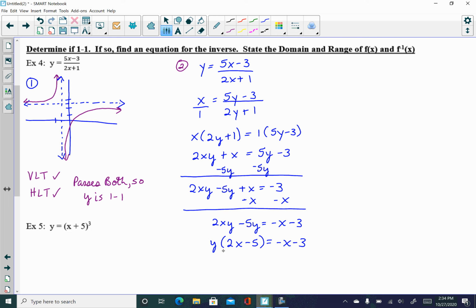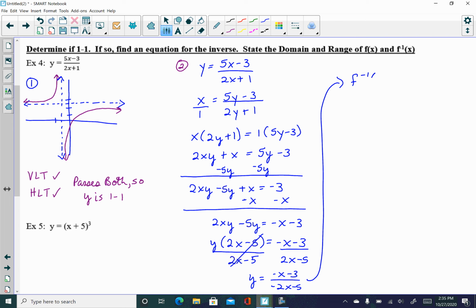Now to get y all by itself, divide by 2x minus 5. That way you cancel out, and so now you've arrived at y equals (-x minus 3) over (2x minus 5). I've really come down here in this other spot, haven't I? So now the last step was you replace that y with f inverse of x. So f inverse of x is equal to (-x minus 3) over (2x minus 5). You have found the equation of your inverse at that point, okay?